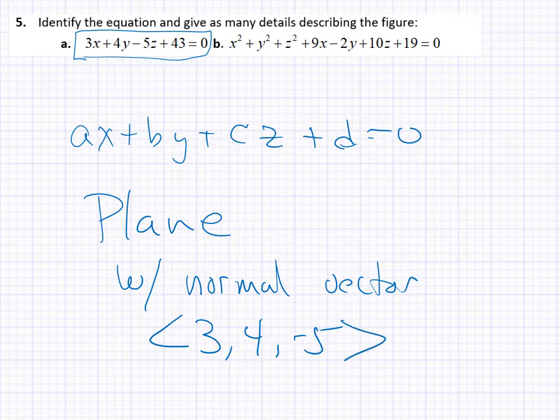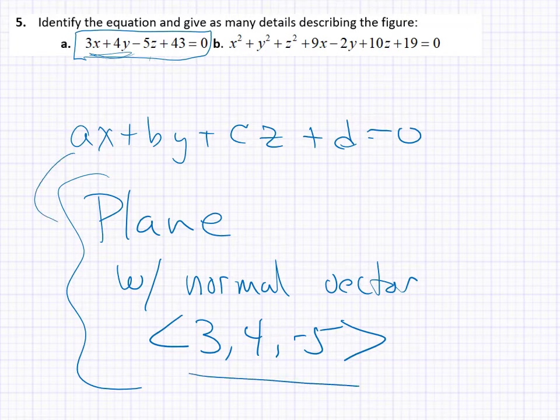I don't need to give too much more detail there. I guess I could find some points on the plane too, by plugging in some values and finding whatever z would be to make this work. Not necessary. I think this is more than enough detail of what you would need. It's a plane, and it has a normal vector 3, 4, negative 5. That's the most you can get out of this without putting too much work into it, and that's all I really would be looking at.